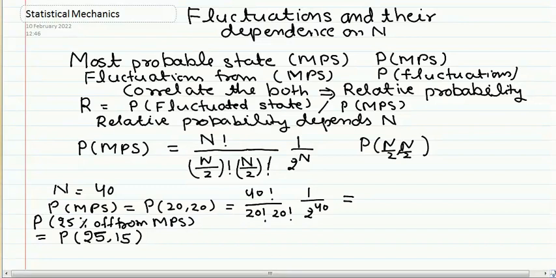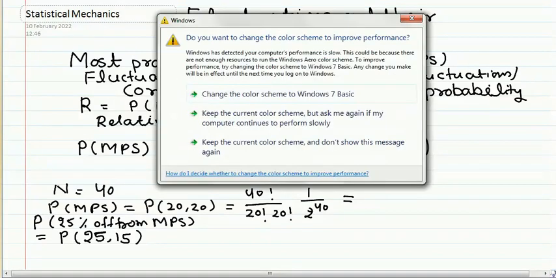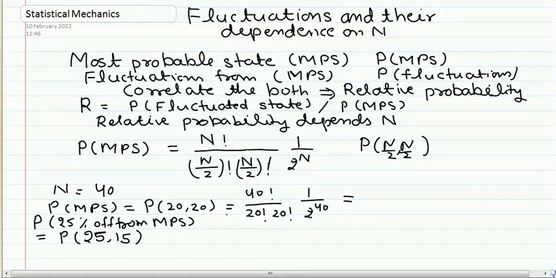And the distribution which is 25% off from the most probable state means 25% of 20, that is 5. So 5 plus and 5 minus: 25 and 15. This distribution is the fluctuation which is 25% off. The value for this distribution will be 40 factorial divided by 25 factorial and 15 factorial, and then of course 1 upon 2 to the power 40.